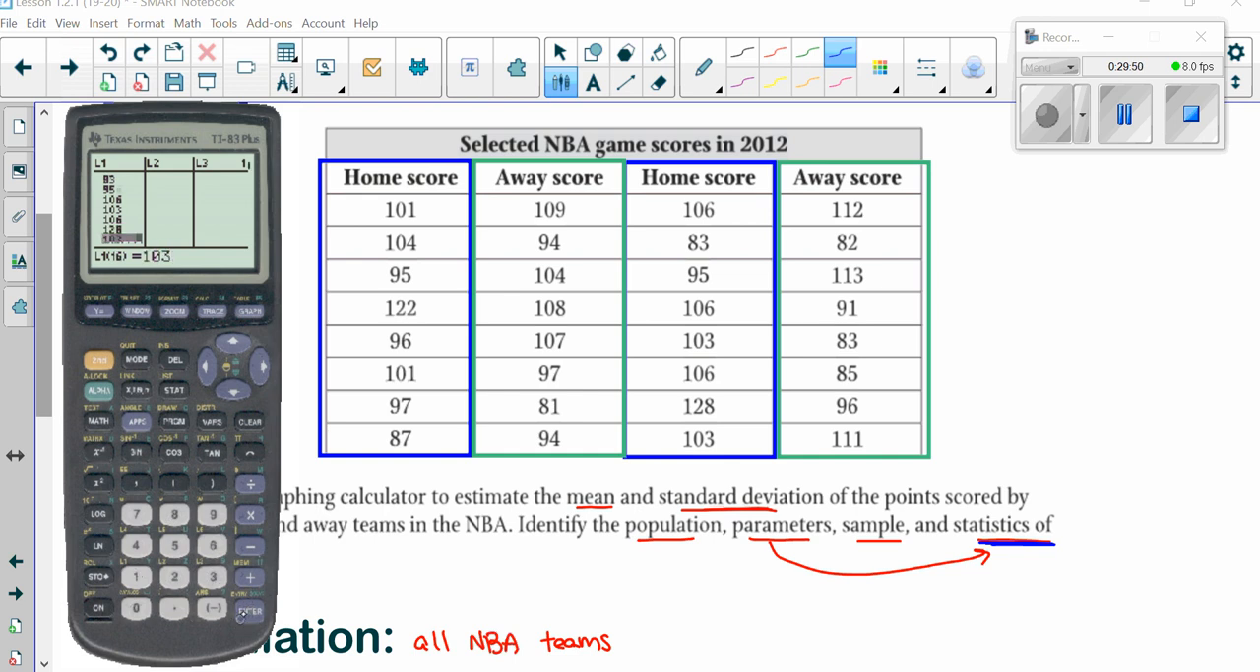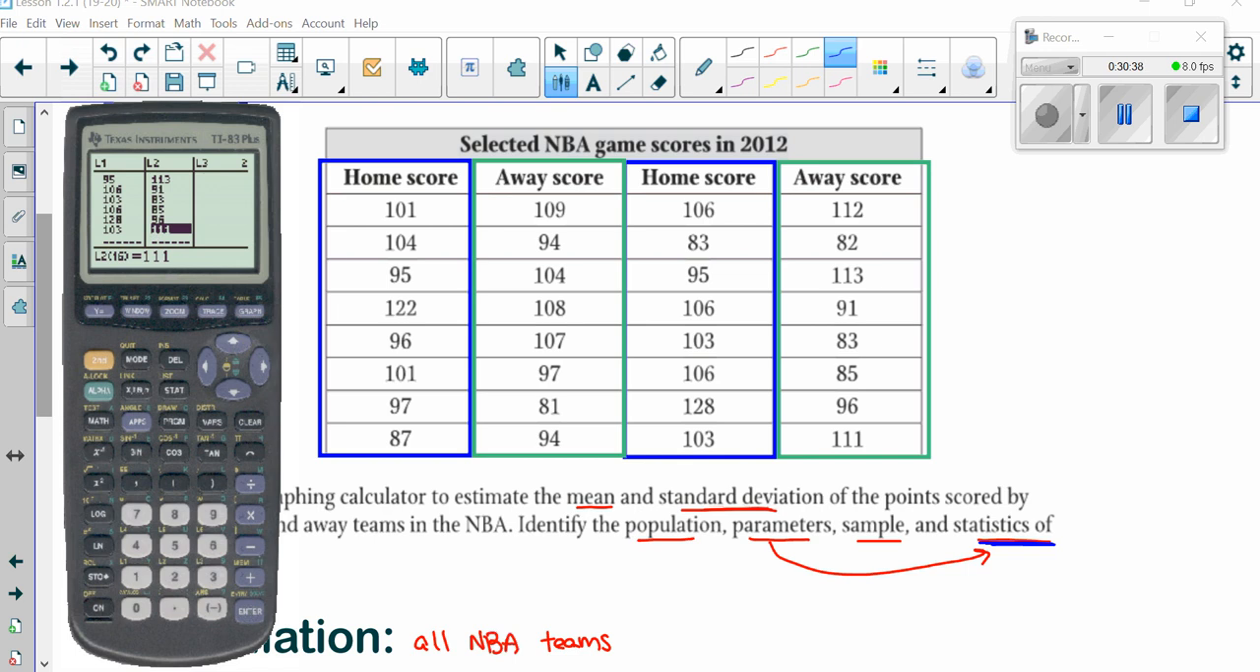Okay, and then notice that I can see that that's my 16th piece of data. Then I'm going to move on to my away score, which would be 109. And then once I get to that 94, I'm going to jump back over to the other side to put in 112. Notice that they both have 16 pieces of data.